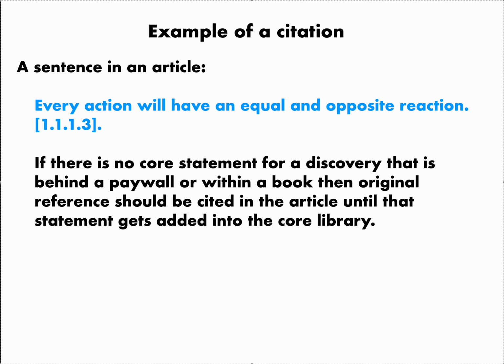In your article there's a line: every action will have an equal and opposite reaction. Under that, for your citation, where you copied that statement or where your support for the statement comes from, you can list 1.1.1.3 as your citation, instead of who the author is, what the publication is, and when it was published. All that gets simplified with this core library into one simple short form.